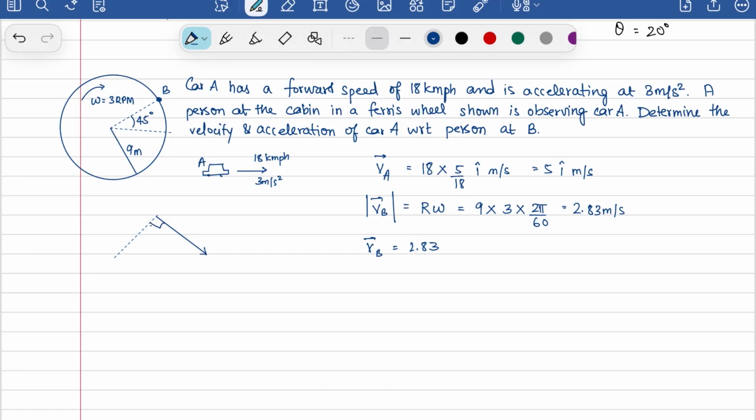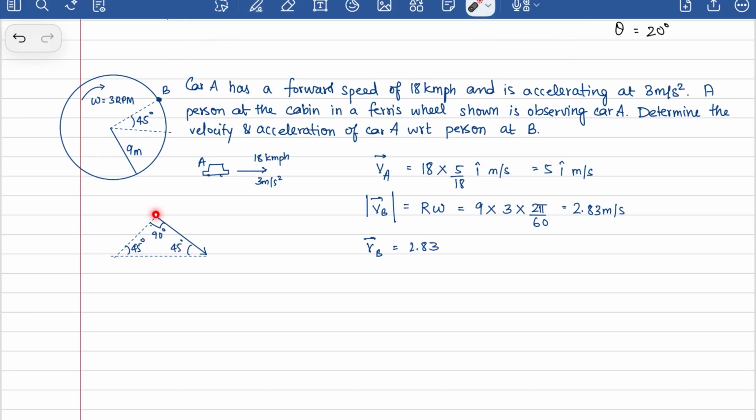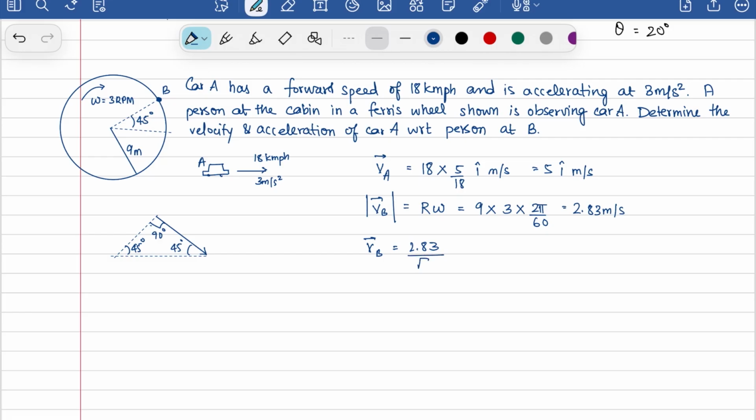So it's 90 degrees with respect to this here, which is at 45 degrees away, which then allows me to write here 45 and here as well 45 degrees. So this is 2.83 in magnitude. If I were to write it as a vector, it would be 2.83 cos 45, that's 1 by root 2 i hat, minus 2.83 cos 45, that's 1 by root 2 j hat meters per second.